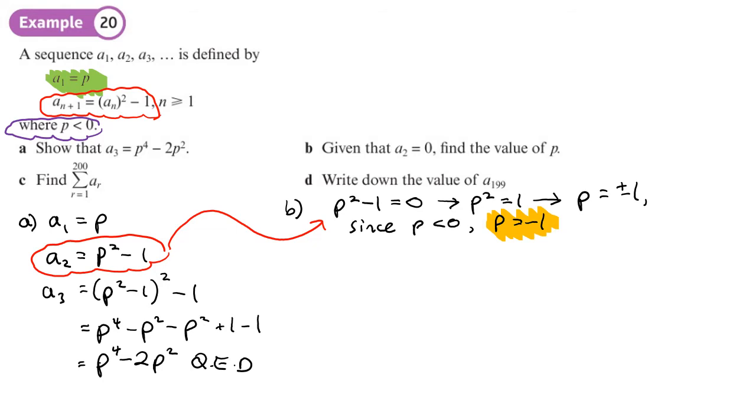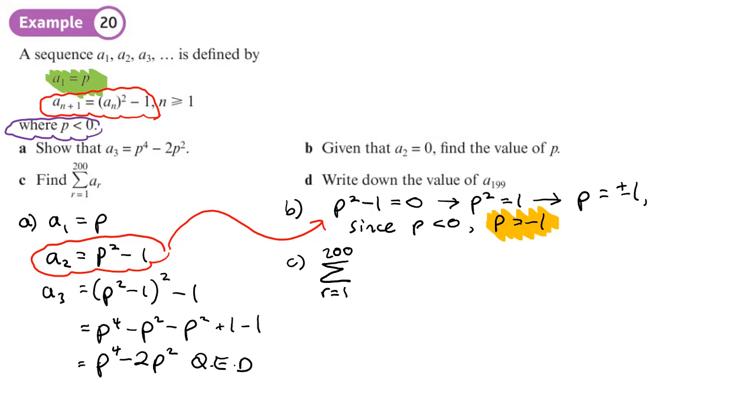Okay, part C. Find the sum of these 200 terms of AR, so we're going from R equals 1 to 200. Now, since we've already worked out the value of P, I said that we'd normally use this to write out the first 3 terms. Well, we've got the first 3 terms over here. So let's just substitute negative 1 in and see what we get for the first few terms, and we can use that to help us decide whether it's arithmetic, geometric, what the first term is, what the common difference or common ratio is, how many terms.